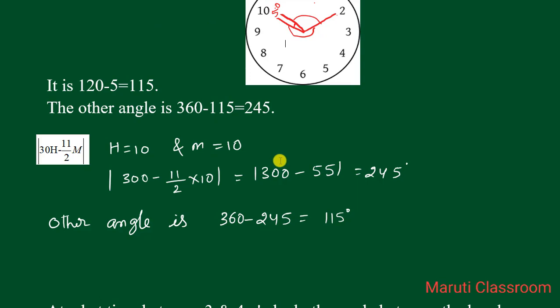So for this also we can use second method, shortcut method. Formula we know: modulus of 30h minus 11 by 2m. Time is here 10:10, so h equal 10 and m equal 10. Substitute h and m values in this formula, then it becomes 245. So we will get only one angle by using this formula. So to get the other angle, subtract this angle from 360, we will get second angle 115 degrees.